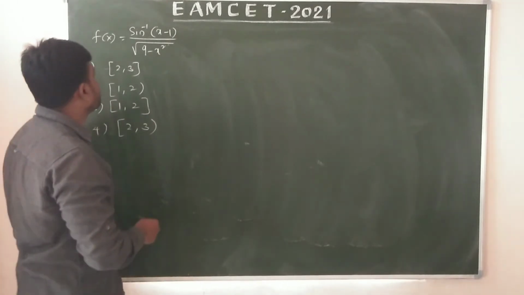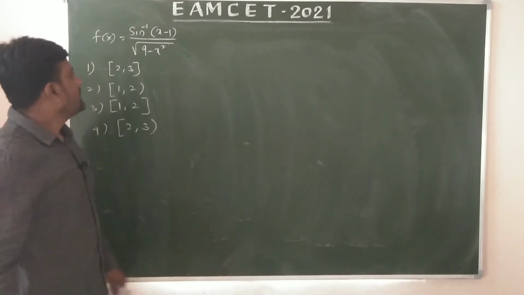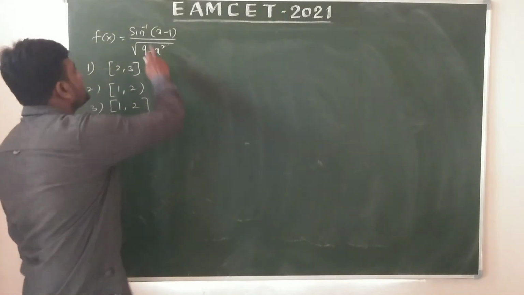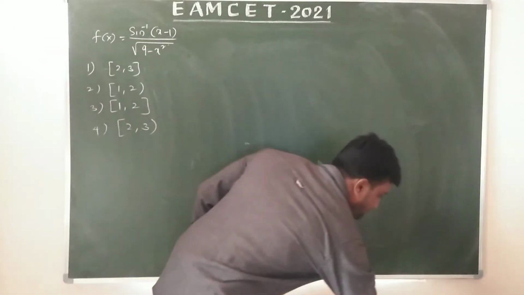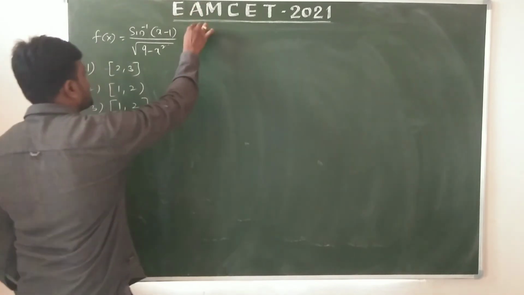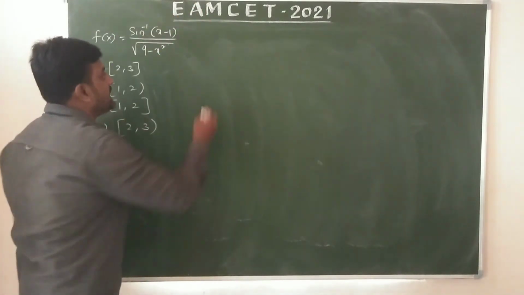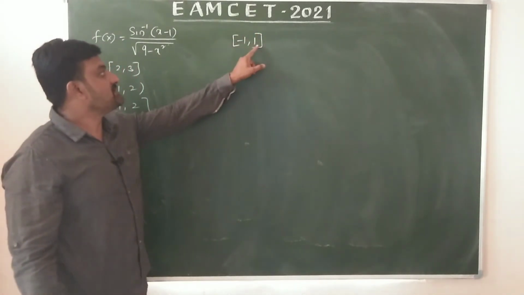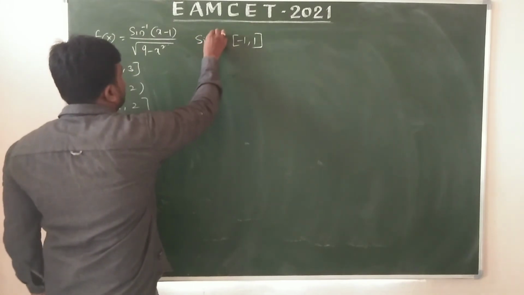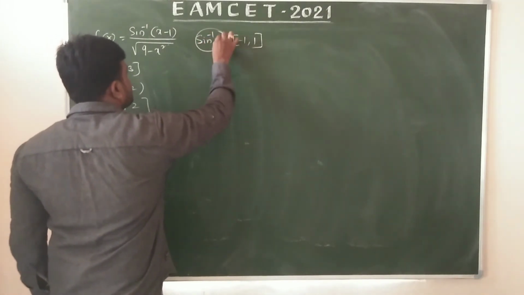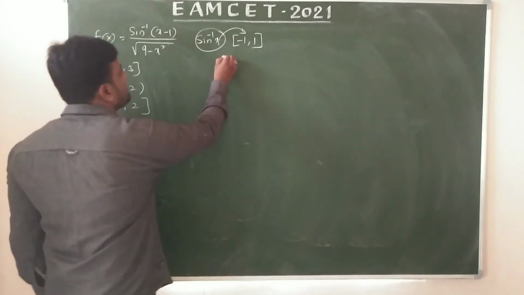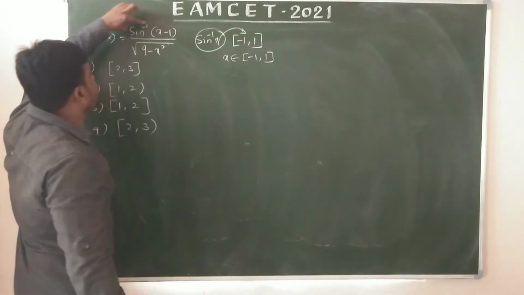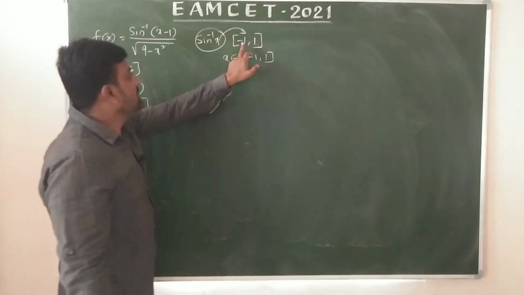Okay, two functions are there. Now one of the functions is a sine function, a trigonometric function. For the trigonometric function, let us observe that the domain of sine inverse x is closed interval minus 1 comma 1. Sine inverse x, the domain is minus 1 comma 1. There x belongs to what? Minus 1 comma 1. Now, for sine inverse of x minus 1, the interval is minus 1 comma 1.